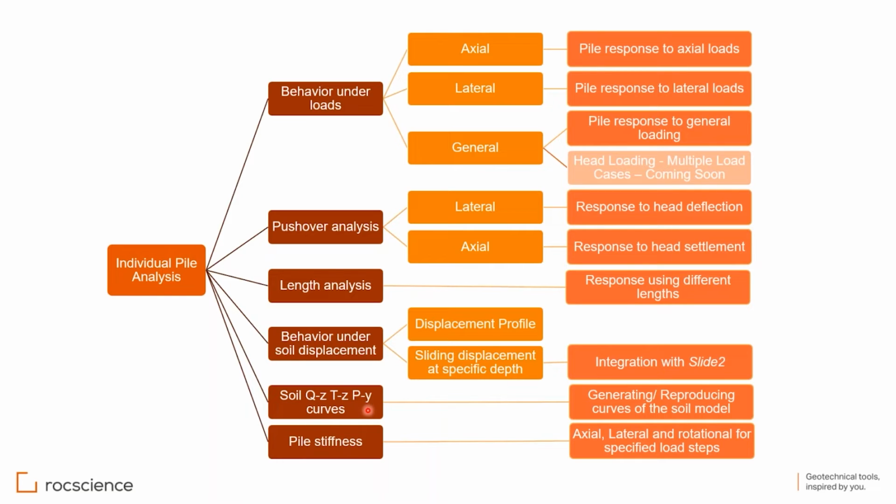The interface curves between the soil and the pile can be reproduced and generated over the length of the pile. We can also make a pile stiffness analysis. Sometimes the structural engineer needs the 6x6 stiffness matrix to be added to the node at the reaction, and he can get this from RSPile very easily.